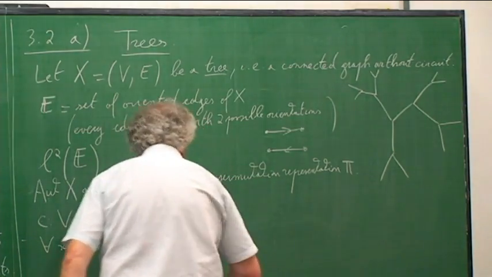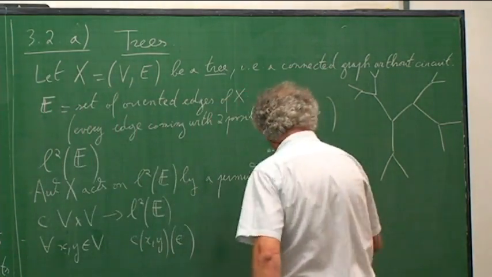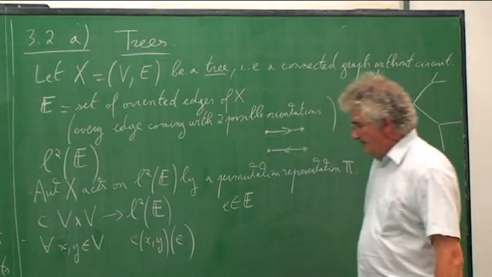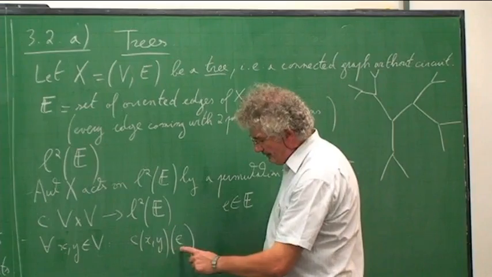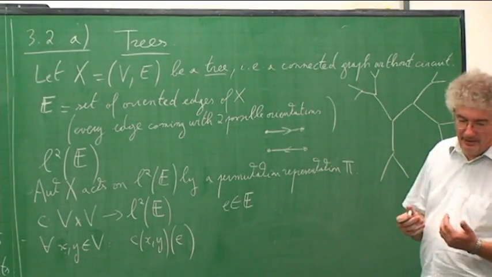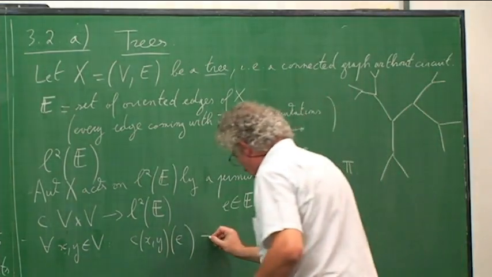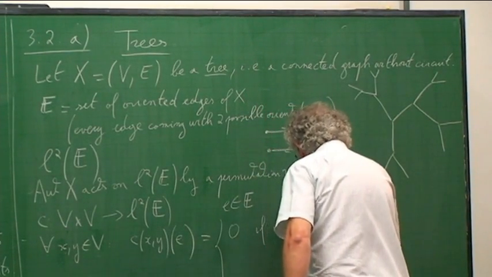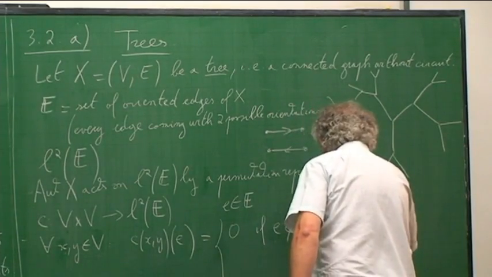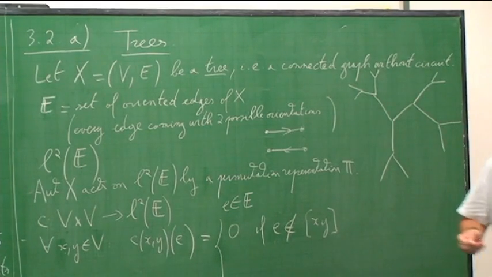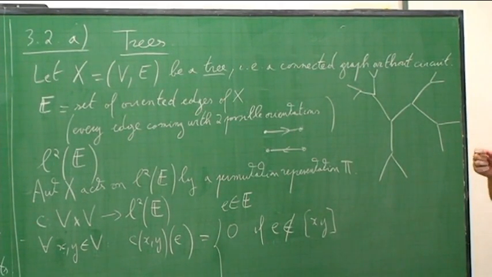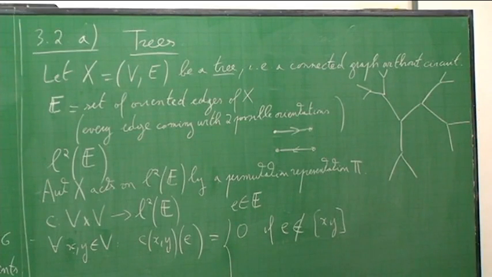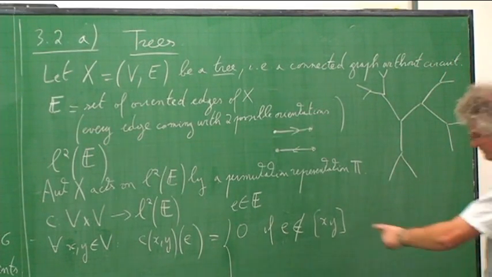But so e is an oriented edge, and c of xy evaluated at e will take the values 0, 1, and minus 1. And it will take the value 0 if e is not on the geodesic xy. So here I'm using for the first time a property of trees, namely that they are uniquely geodesic, in the sense that whenever you have two vertices, you have a unique geodesic path, which I denote by x1.